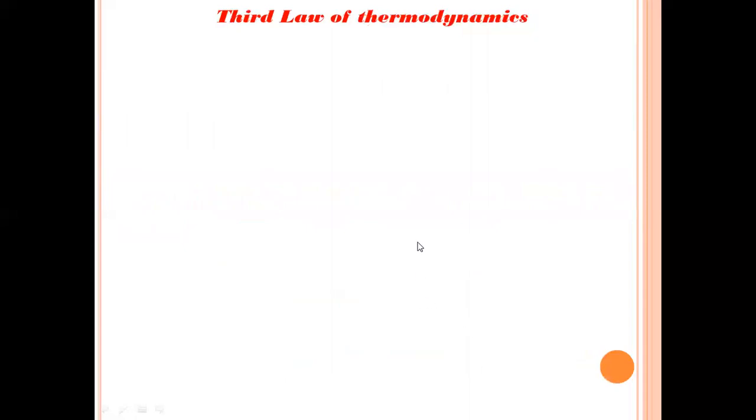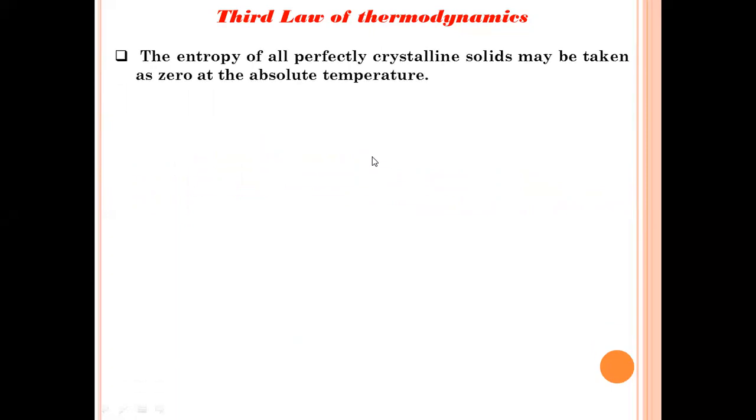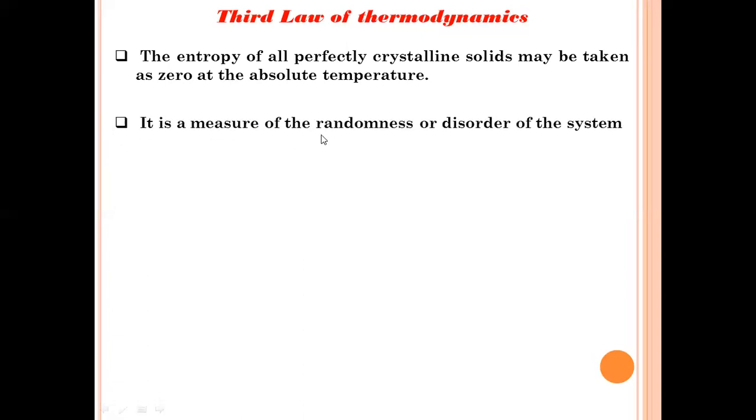The third law of thermodynamics gives the concept of the entropy principle. It states that the entropy of all perfectly crystalline solids may be taken as zero at absolute zero temperature. Let us see what exactly entropy is. Entropy is nothing but the measure of the randomness or disorder of the system.